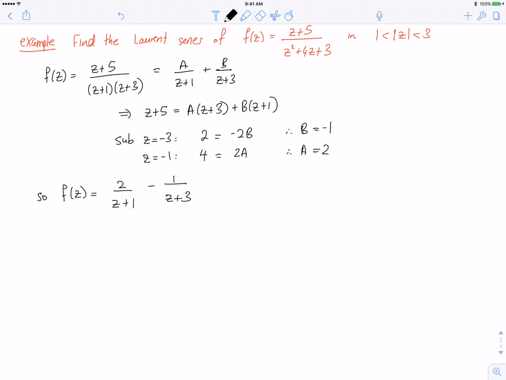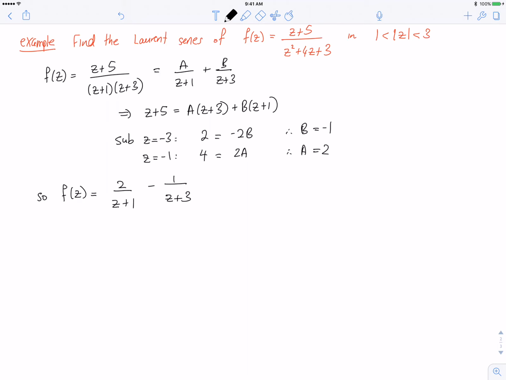Okay, so now let's think about this part carefully. With that first fraction, 2 on z plus 1, I know how to find the Laurent series when the modulus of z is less than 1 and when the modulus of z is greater than 1. Right? Undefined when the modulus of z is equal to 1, obviously.